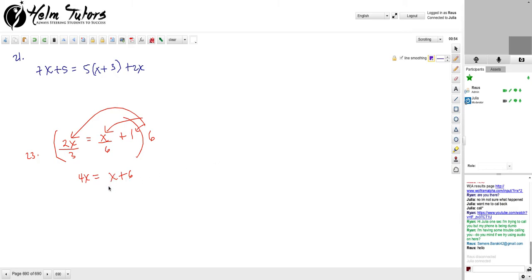You're good. And then where to from here? It's pretty straightforward. So then that means 4x equals x plus 6. Mm-hmm. And where to from there? So take an x away from the... There you go. Yeah, exactly. 3x equals 6. Divide both sides by 3. X equals 2, right? Yeah. Okay, great.